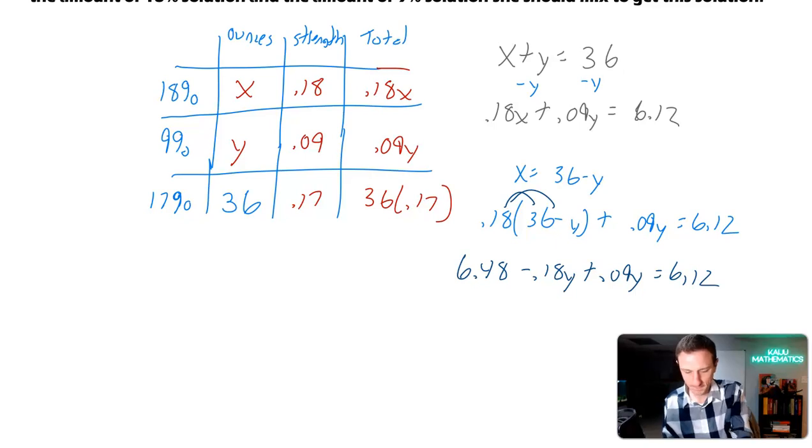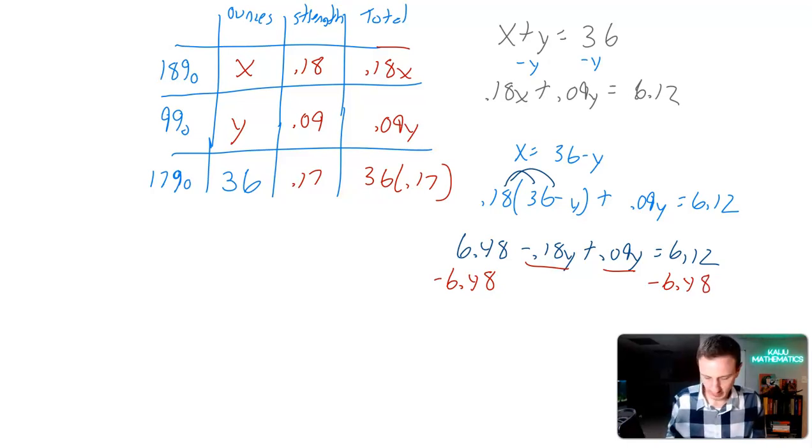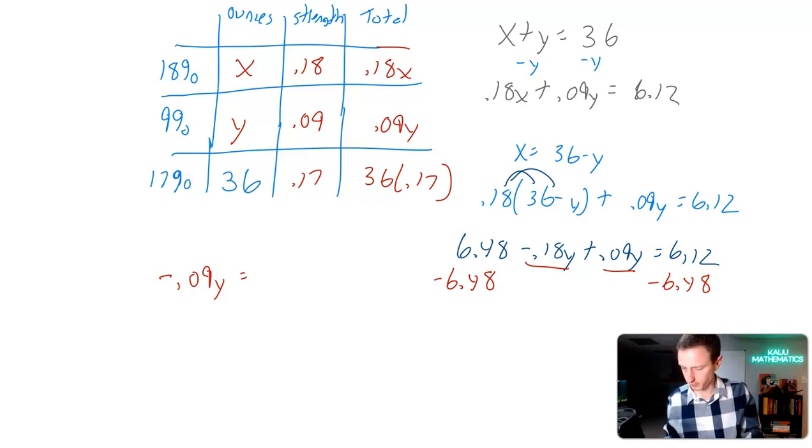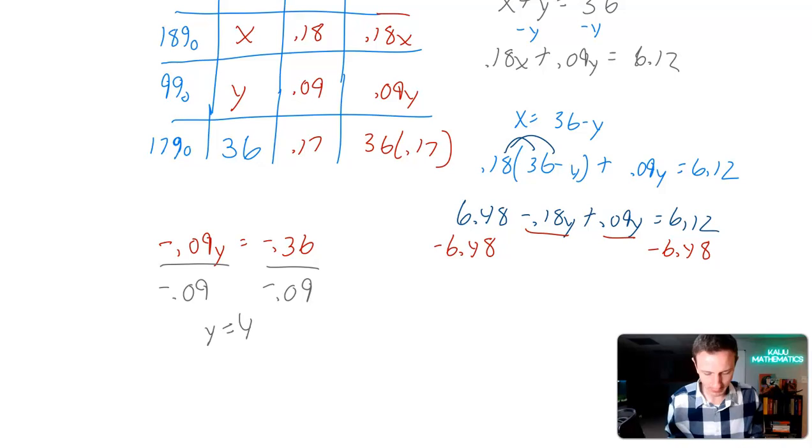I'm going to combine these like terms, and I'm going to move over this 6.48. So negative 0.18 plus 0.09 is going to be negative 0.09 y equals 6.12 minus 6.48, which is negative 0.36. Divided by negative 0.09, we get Y is equal to 4.